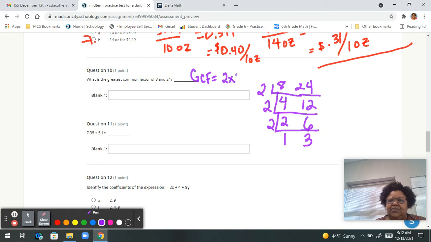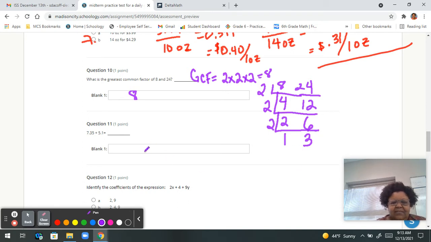So that's 2 times 2 times 2. I'm not adding them. It's not 2 times 3, which is 6. It's 2 times 2 times 2, which is 8. 2 times 2 is 4. 4 times 2 is 8. Got it? So my GCF is 8. And we could have done that with just 8 in the first place. We still would have gotten there.